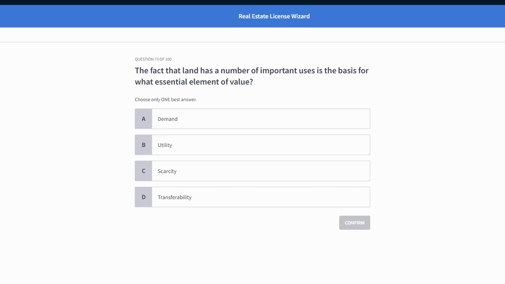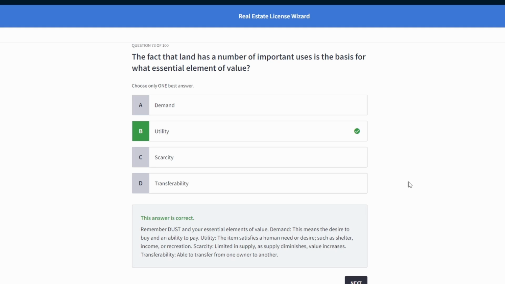Alrighty, so 73. What is the correct answer for 73? Well, a number of important uses is the basis for B, utility. That's right, utility. Not scarcity, not transferability, not demand. It is utility. Remember DUST and your essential elements of value. Demand means the desire to buy and ability to pay. Utility, again, is what we're talking about here.